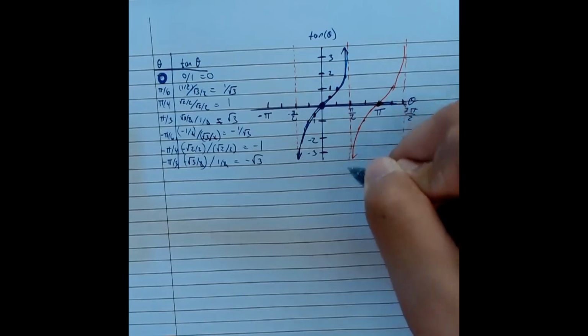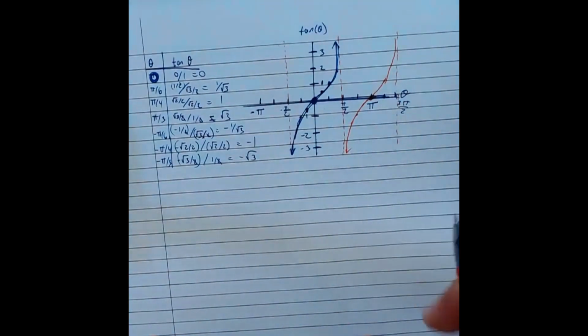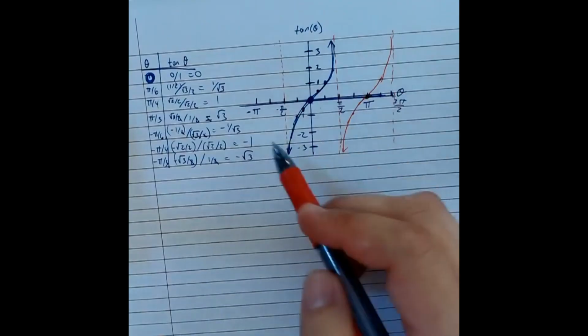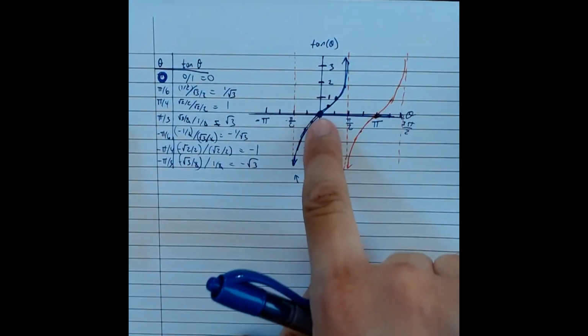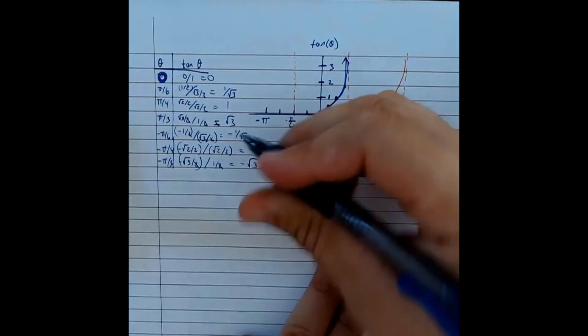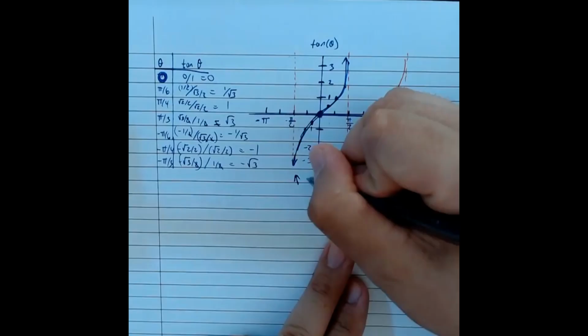over and over and over again. I could do that again and again and again. This is another period of the tangent function. So just like with sine and cosine, we define this one, the one that touches theta equals 0, we go ahead and define this one as the central period.